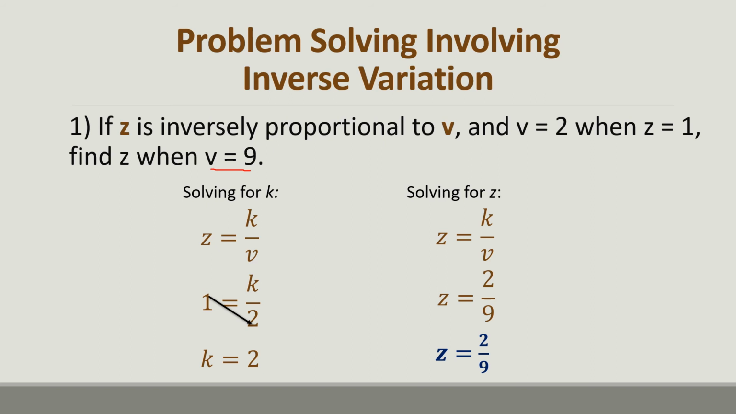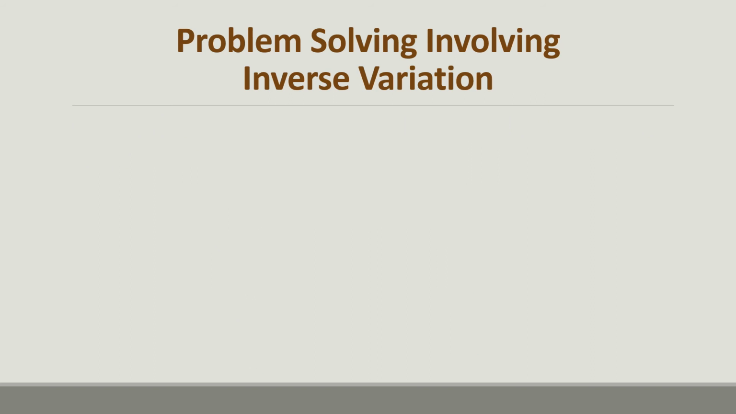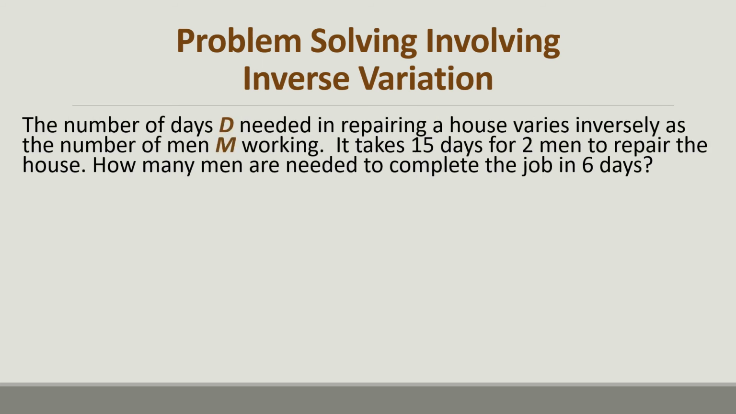Okay, sounds easy, right? Now let's try to integrate the concept of inverse variation in a real life scenario. So we have here the number of days D needed in repairing a house varies inversely as the number of men M working. It takes 15 days for 2 men to repair the house. How many men are needed to complete the job in 6 days?